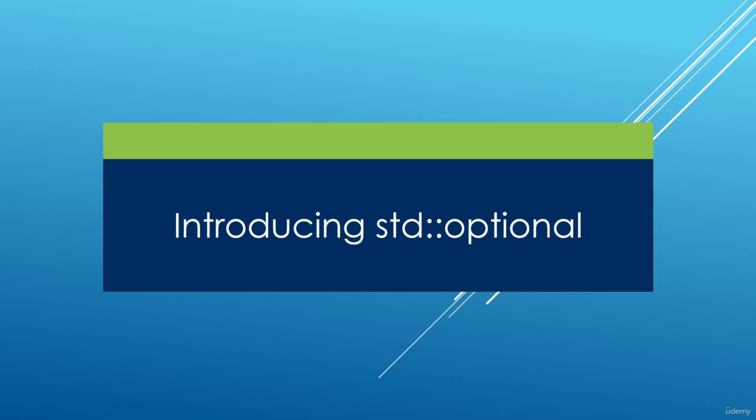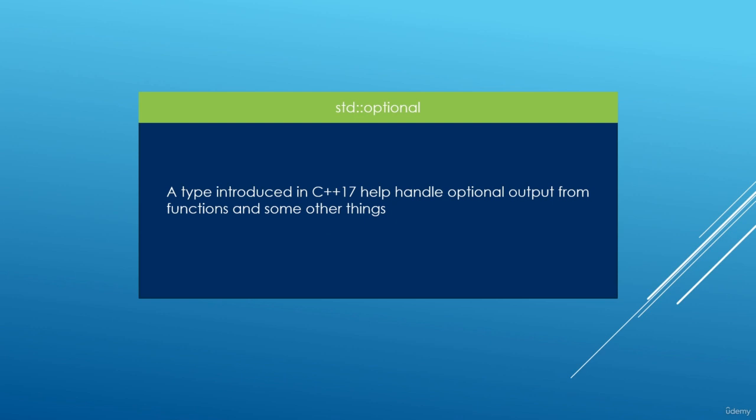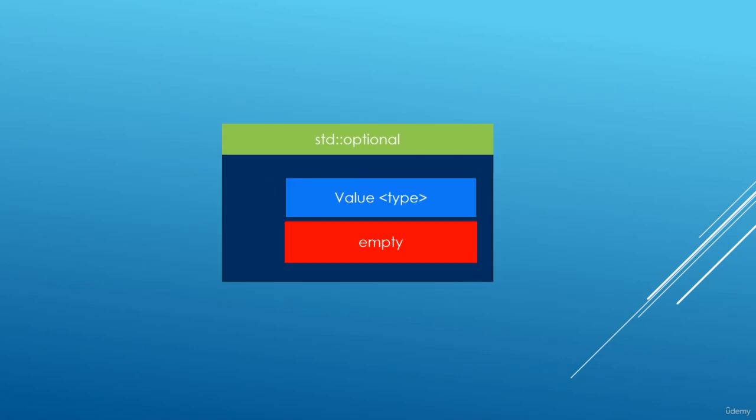In this lecture, we're going to learn about std::optional. This is a type that was introduced in C++17 to help handle optional output from functions in a much more standardized way. You can think of std::optional as a wrapper on some type. It is going to contain a value of that type, or it can be empty. So at any given moment in time, it's either going to contain a value or it's going to be empty. Let's look at how we can work with this in C++.